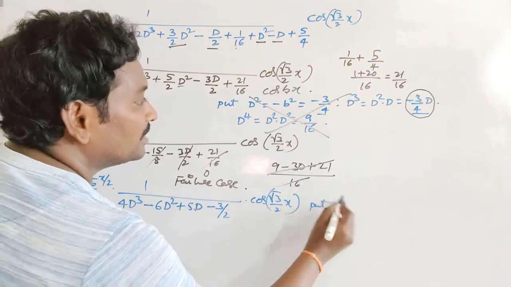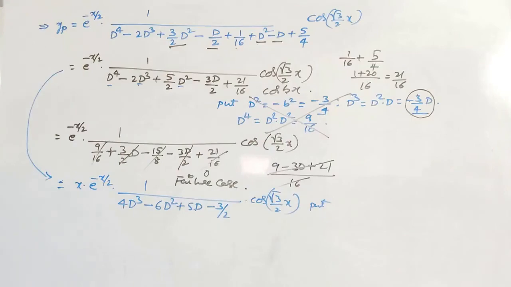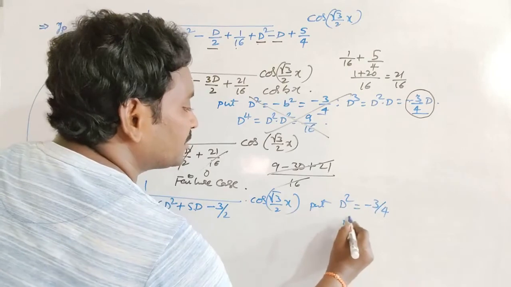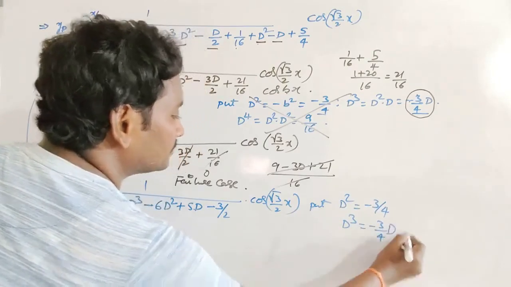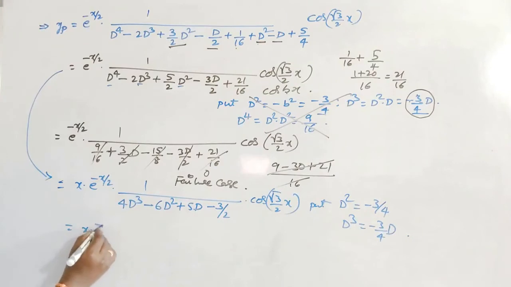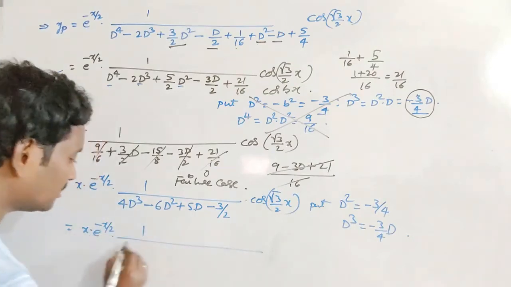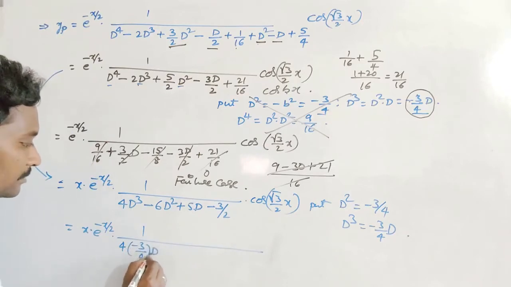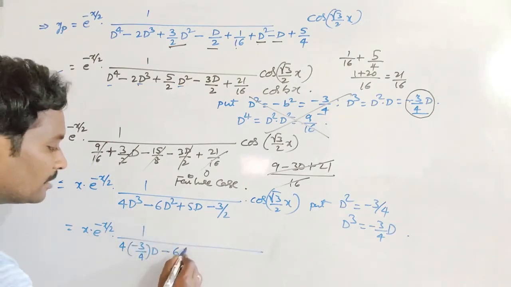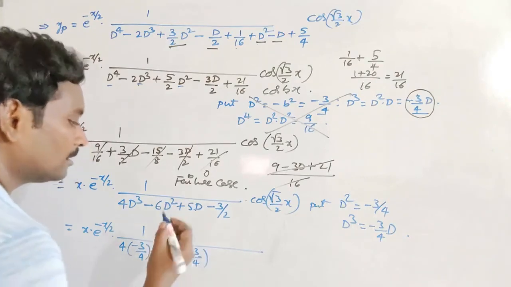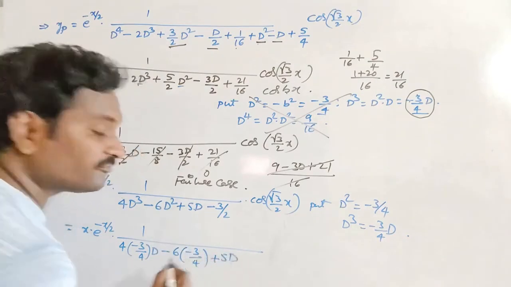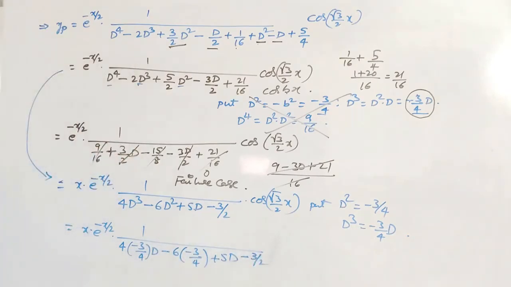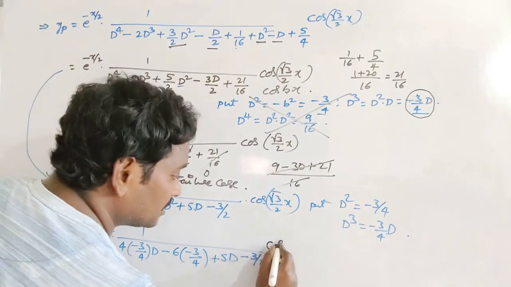Now replace using the same rules. What is D cube? Minus 3 by 4 D. Okay, D square is equal to minus 3 by 4 and D cube is equal to minus 3 by 4 D. So x into e power minus x by 2 into 1 by 4 into, what is D cube? Minus 3 by 4 into D, minus 6 into what is D square? Minus 3 by 4. Okay, plus 5D. We can't do anything for D. Minus 3 by 2. Okay, into the right hand side function, cos of root 3 by 2 x.